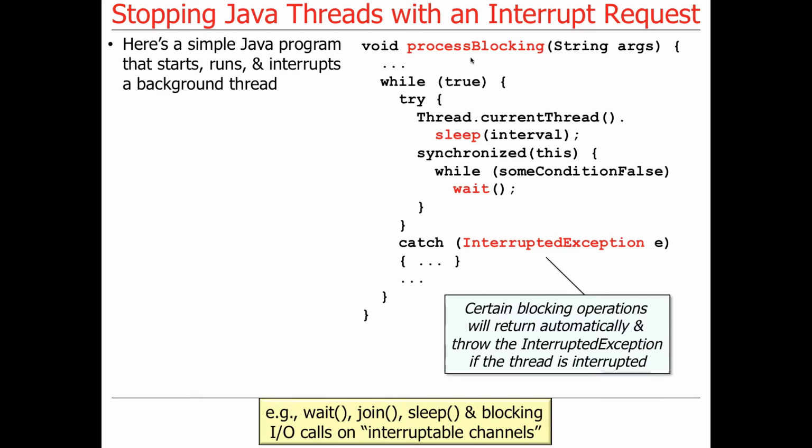It turns out that things like wait, join, sleep, and various blocking I/O calls on so-called interruptible channels are all things that the internals of Java, the Java library implementations, will automatically interrupt for you and throw an exception so that you know that something has gone wrong.